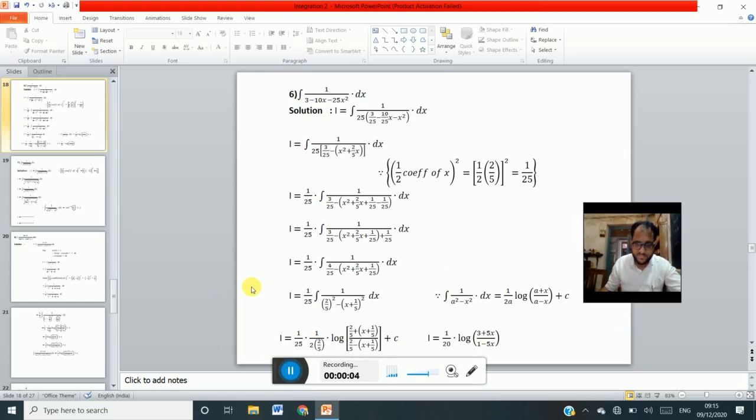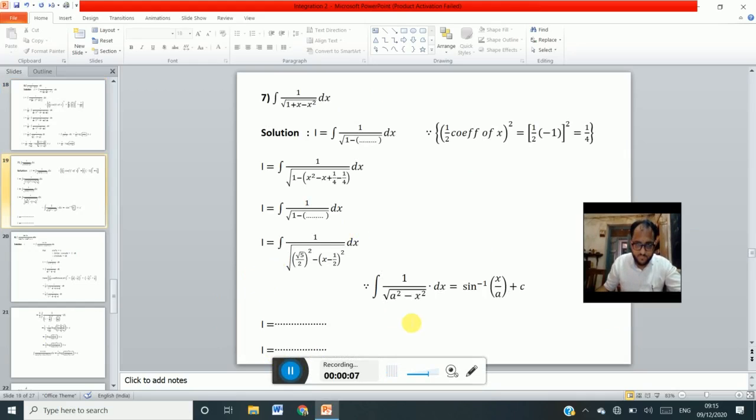Okay, see the next example. This is the activity actually: integration of 1 upon root 1 plus x minus x square. So again make the coefficient of x square as 1. Here it is minus 1, so take the minus sign common: 1 minus, what do you get here, x square, and plus x means minus x will be there, right, x square minus x should come in the bracket. Then integration 1 upon, according to this step we have to add and subtract 1 by 4, so 1 minus x square minus x, plus 1 by 4 minus 1 by 4.